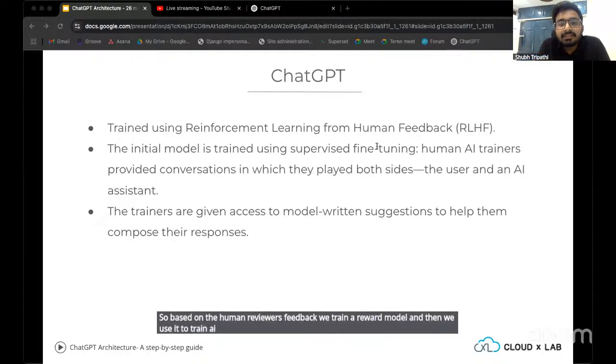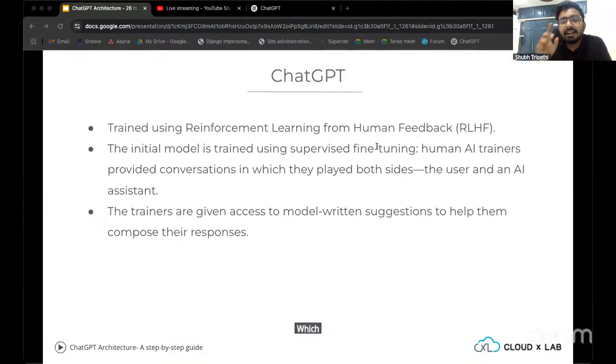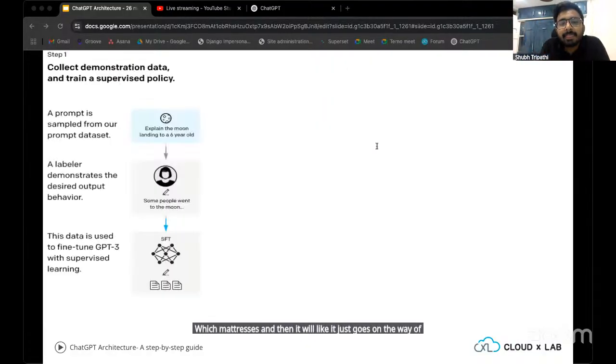So the AI generates responses, receives a predicted reward score, and continuously improves by optimizing its responses to maximize the reward. So it will say that okay, response two is better, so it should generate more responses like that. It will again change its weight matrices, and it just goes on the way of maximizing the reward.